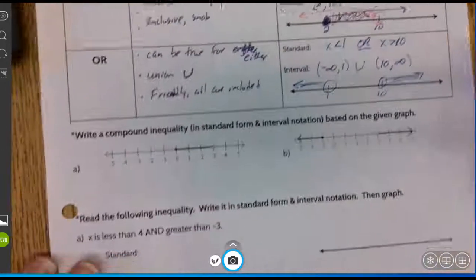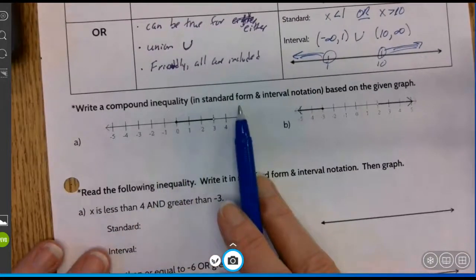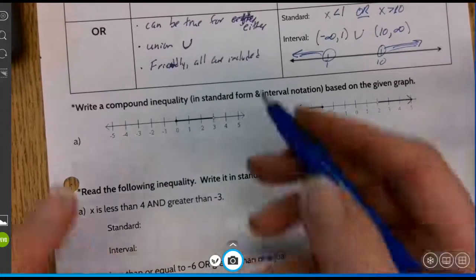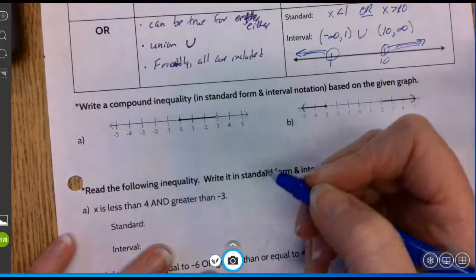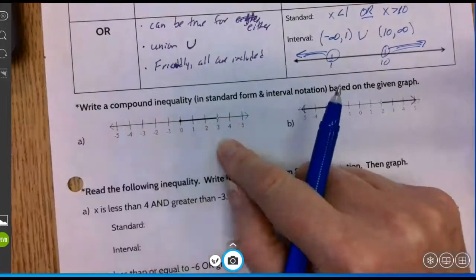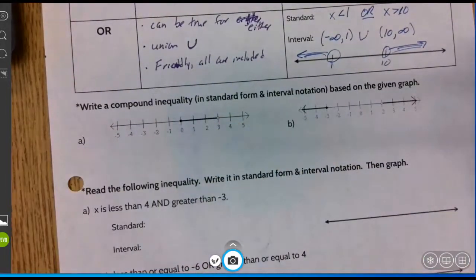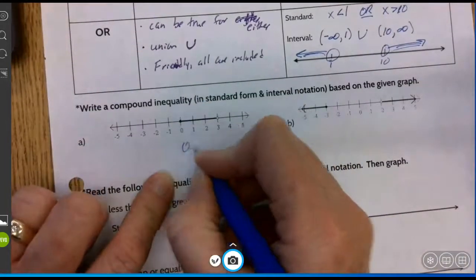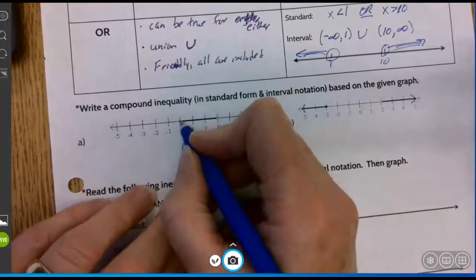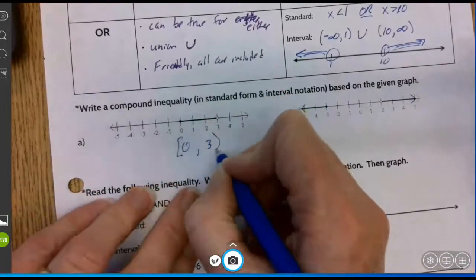Okay, so let's look at a couple of these. We're going to write a compound inequality in standard form and interval based on the graph. So I think it's easiest to write the interval notation first, so I'm going to start with interval. Remember, interval, you just pull it straight out. You just pull it straight down, so it's 0, and it's 3. Here it's colored in, so it's a square bracket. Here it's a parentheses.